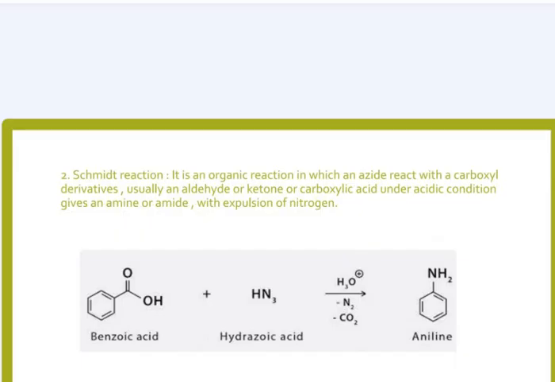Now Schmidt reaction. In this reaction also nitrene has a role. It is an organic reaction in which an azide reacts with a carbonyl derivative, usually an aldehyde or ketone or carboxylic acid, under acidic conditions to give an amine or amide with expulsion of nitrogen.